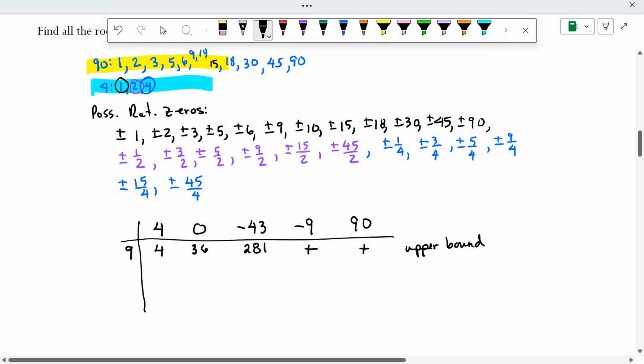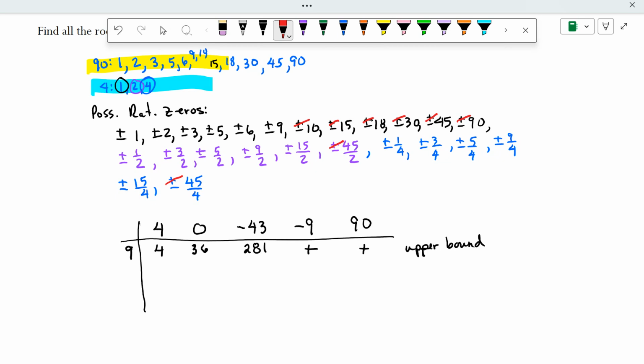And what I want to do off to the side of my synthetic division is communicate when I find information. That is going to be part of your grade. So here we're going to now cross off any number greater than 9. So positive 10, positive 15, positive 18, positive 30, positive 45, positive 90. 15 halves is 7.5, that's not greater than 9, but 45 halves and 45 fourths are also greater than 9. So I have eliminated 1, 2, 3, 4, 5, 6, 7, 8 from my long list.